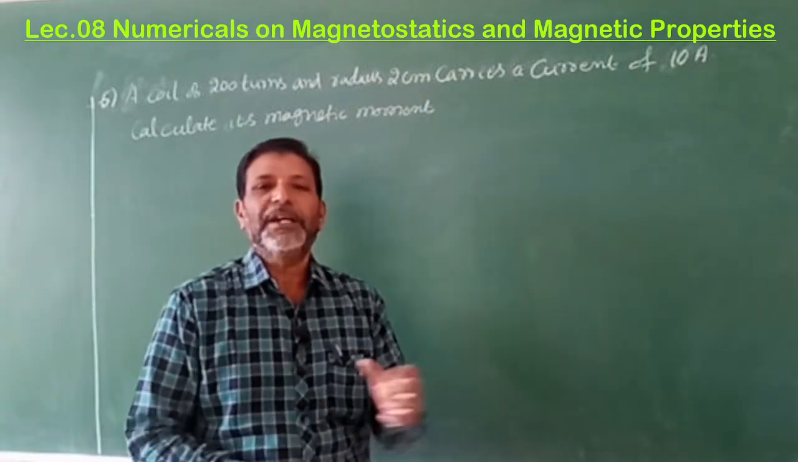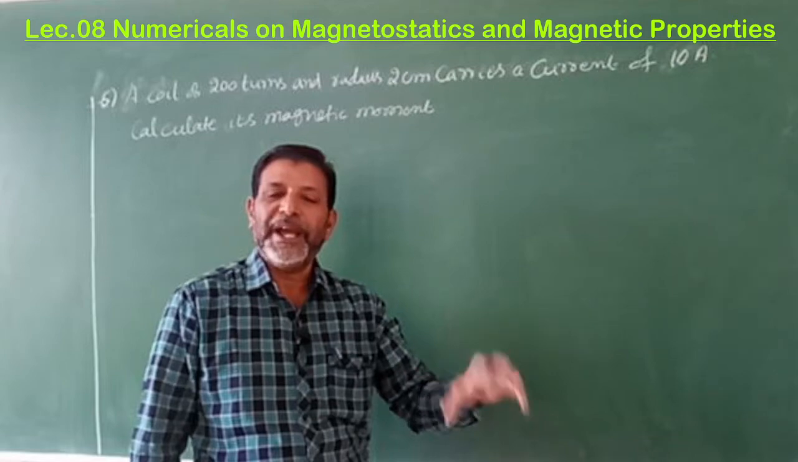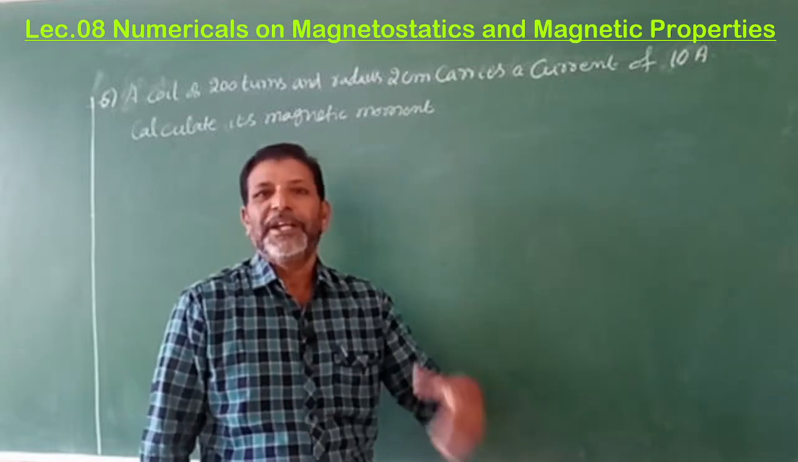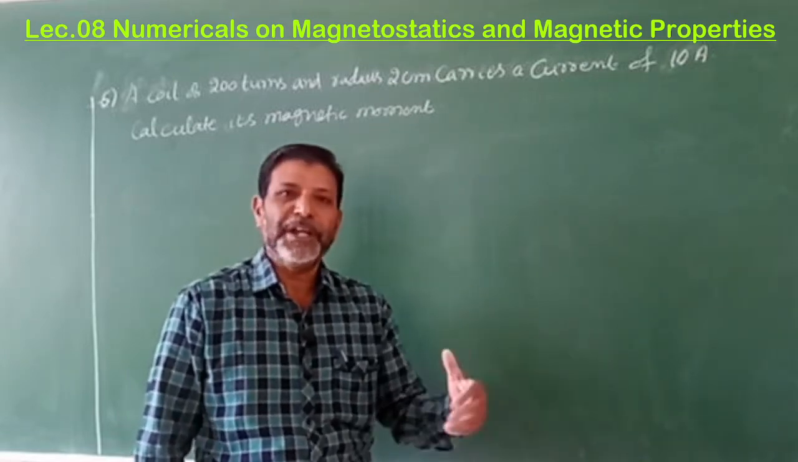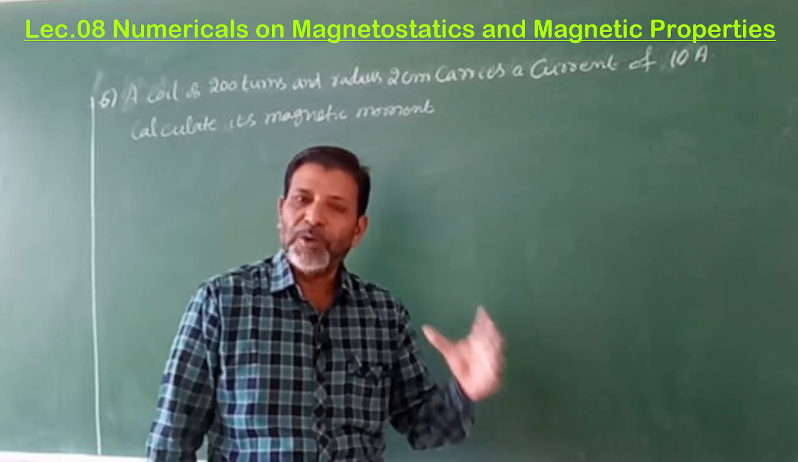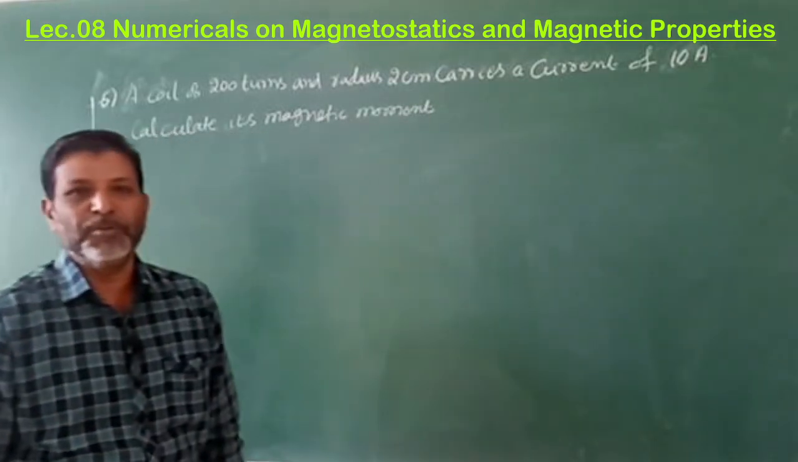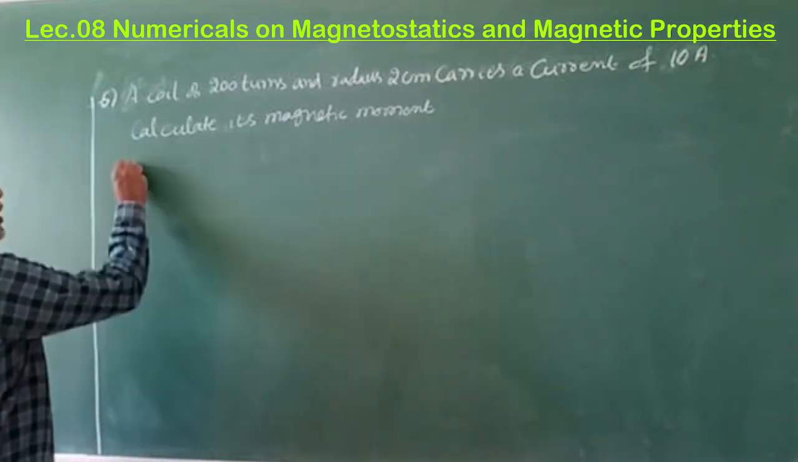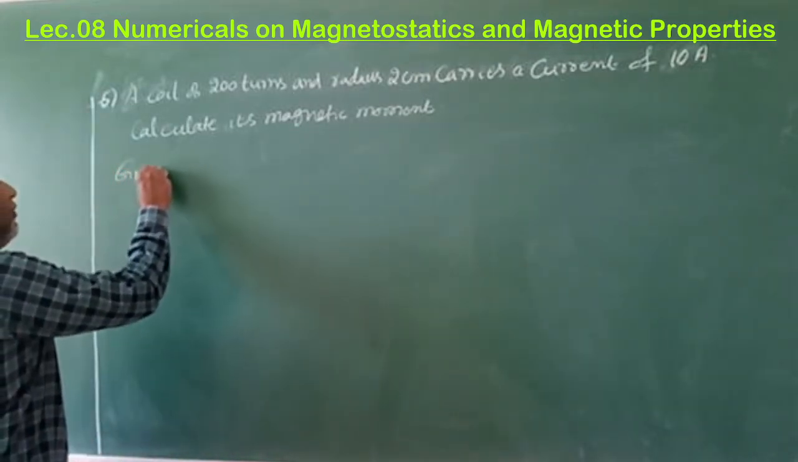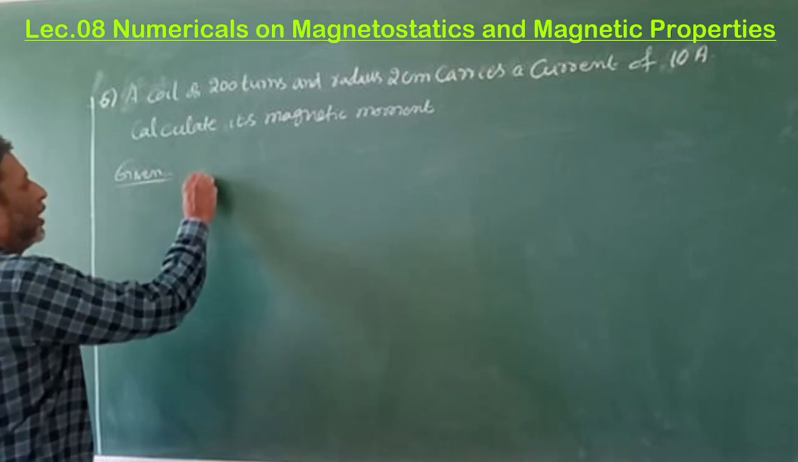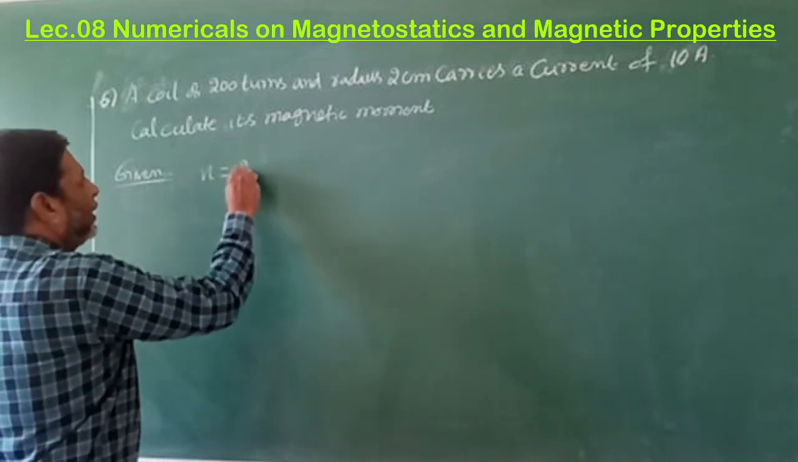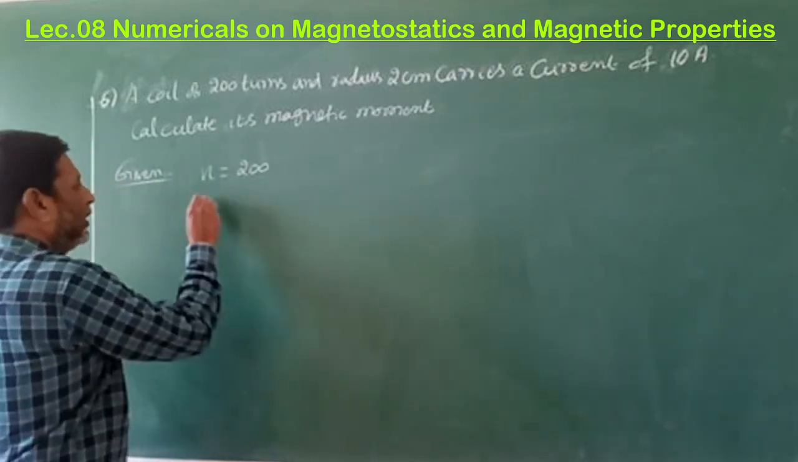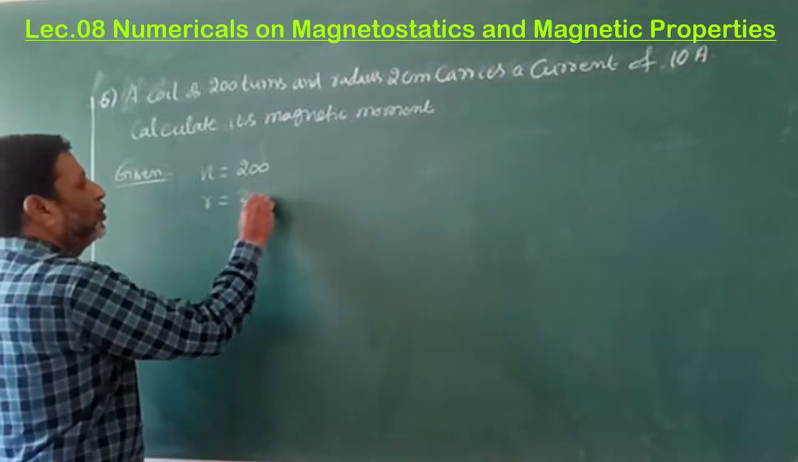Like that, here a circular coil carrying current acts like a dipole and it has a magnetic dipole moment. Then what is the value of the magnetic dipole moment that you have to calculate. Now see, for the calculation of this, what are the given values? The given values are the number of turns in the coil, which is 200, and the radius, which is equal to 2 centimeter.